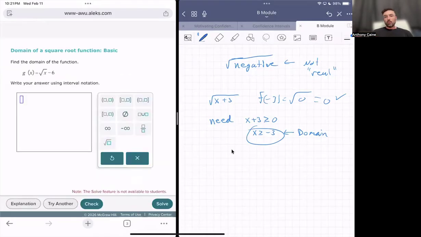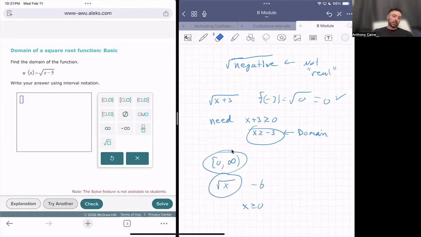Okay. No harder. We just have to realize only x is in the square root. And so here we can go from 0 to infinity because the square root of x minus 6, this is the part that has restrictions. The thing inside the square root, which is just x, has to be bigger or equal to 0. So we need to be bigger or equal to 0. That's all this is saying. Let's look at another one. Same idea. Yeah, here we need to be bigger or equal to 5.